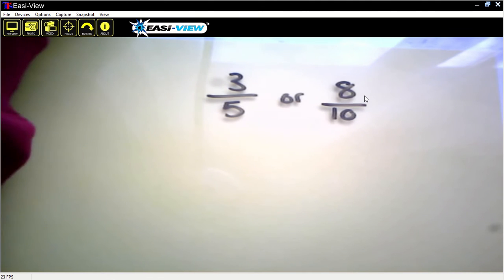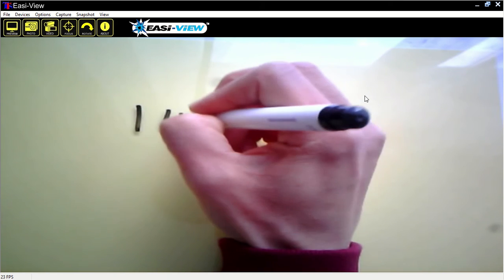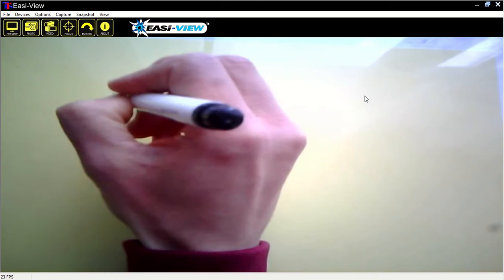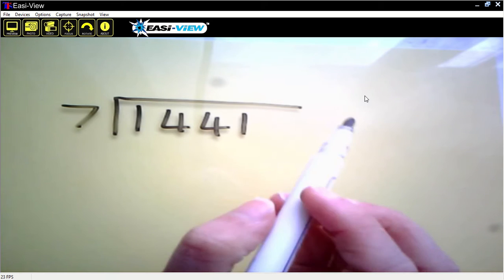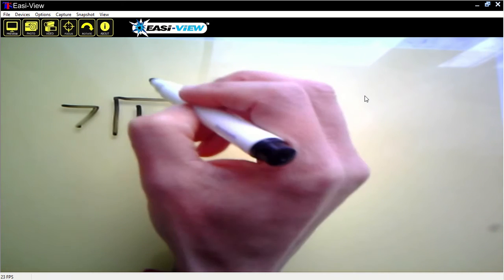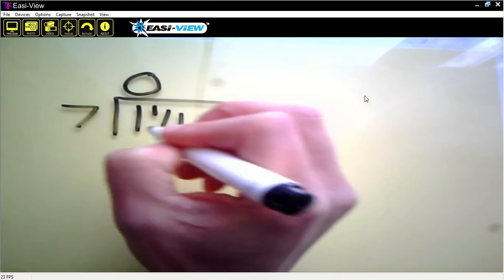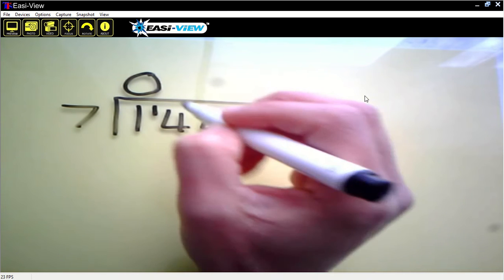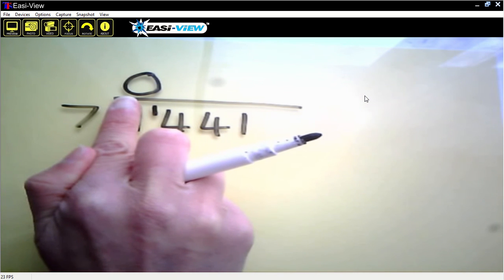Lovely. Okay, next question. Oh, a lovely division. Right, I'm going to change it slightly. 1,441 I'm going to use, and we're dividing it by 7. So we need to be thinking in our 7 times tables. So how many whole groups of 7 can I make? I can make 0. And I'm going to exchange that 1,000 for 10 100s. So I've still got the same number, remember, it's still 1,441.